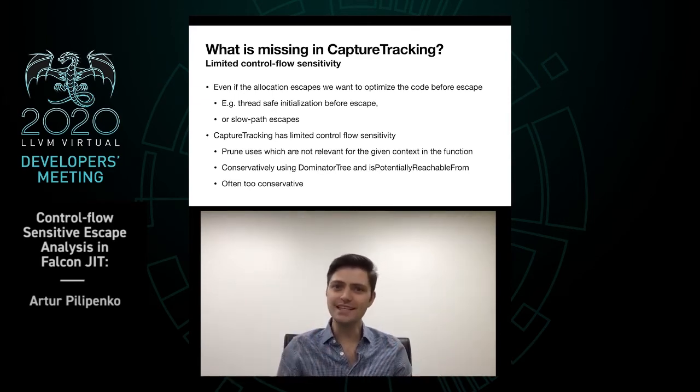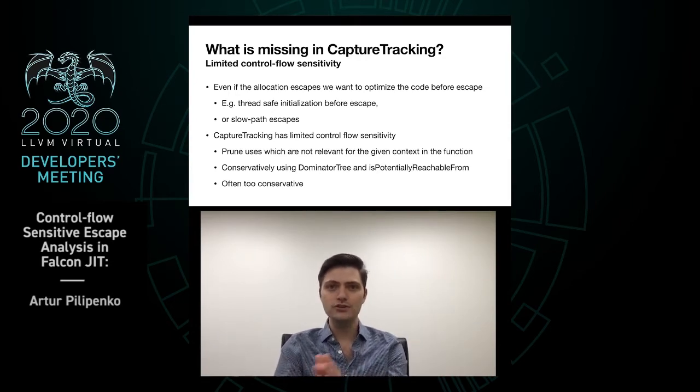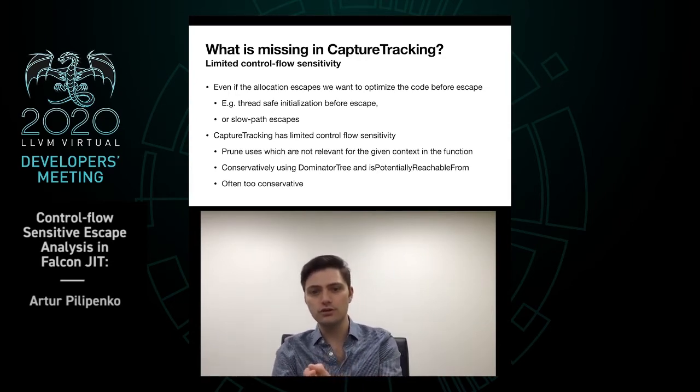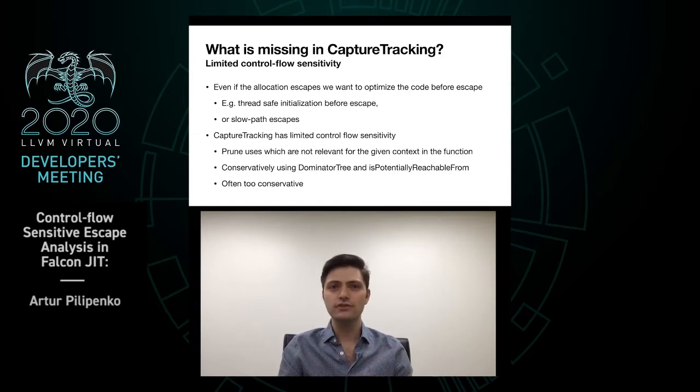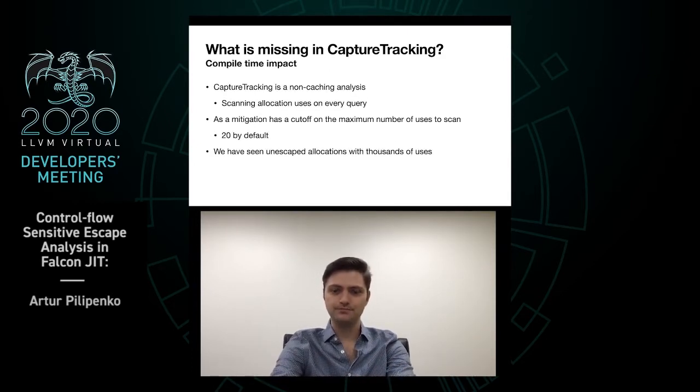Capture tracking does have some control flow sensitivity. There is an optional parameter indicating the context in the function about which the query is made. And if this parameter is given, capture tracking would prune uses which are not relevant for the given context. And it uses the dominator tree and is-potentially-reachable-from in a conservative manner to do that. But it's not that hard to trick this part of the analysis.